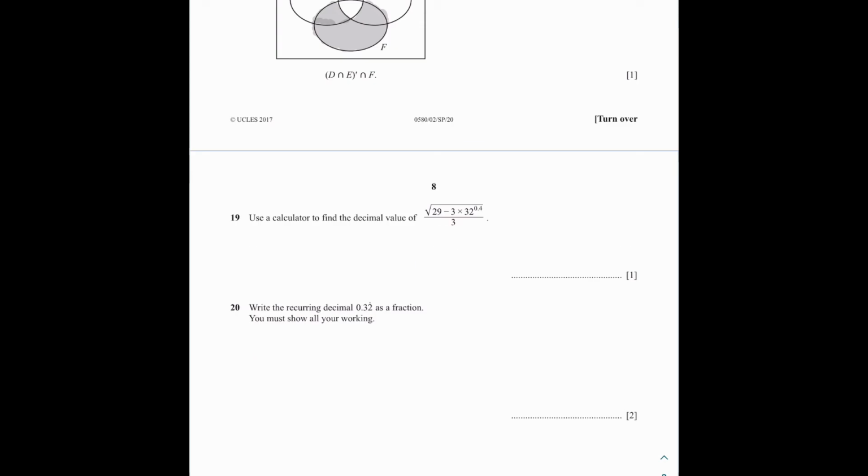Use a calculator to find the decimal value of this. Well, it's just asking you, do you know how to use a calculator? Just say yes, because it's pretty dang simple. But people who forgot their calculators, they're basically screwed. 1.37.